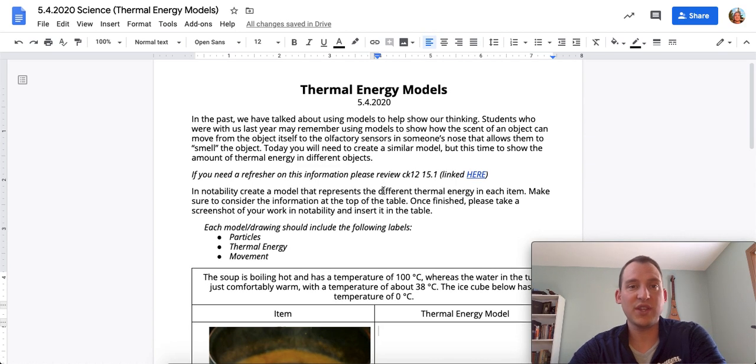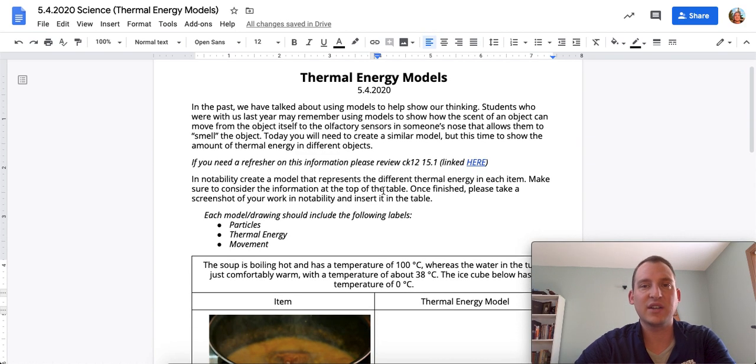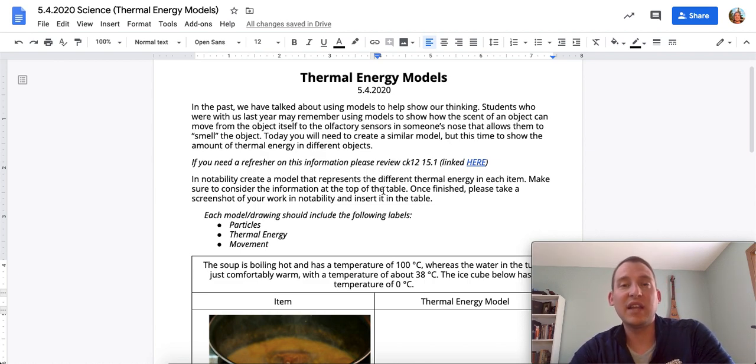If you were with us last year and it references this in the directions, you may remember something similar to this model setup. But if not, you should be able to get caught up pretty quickly.